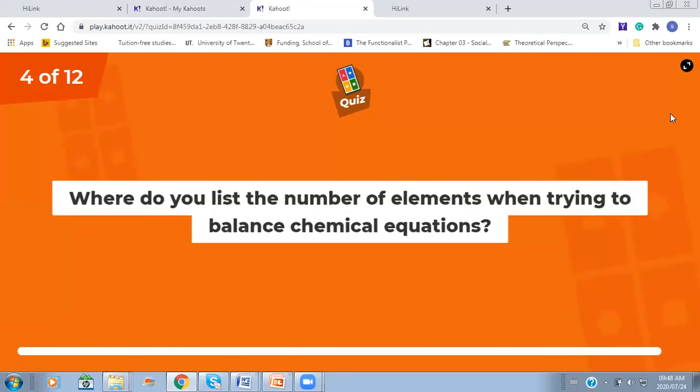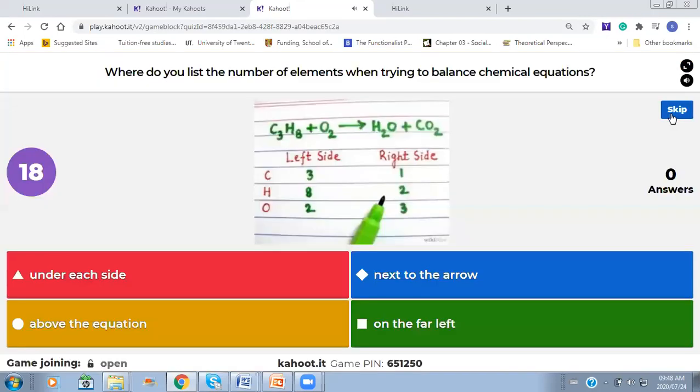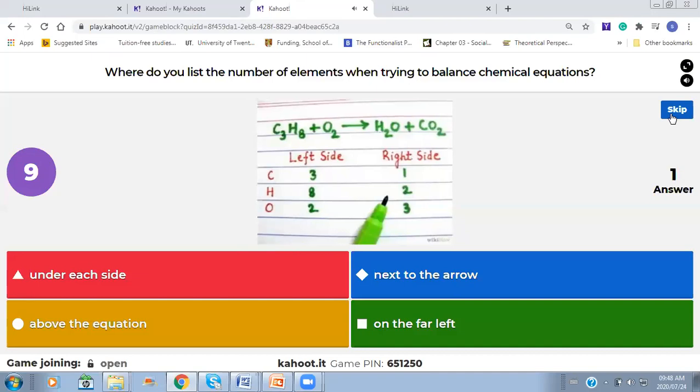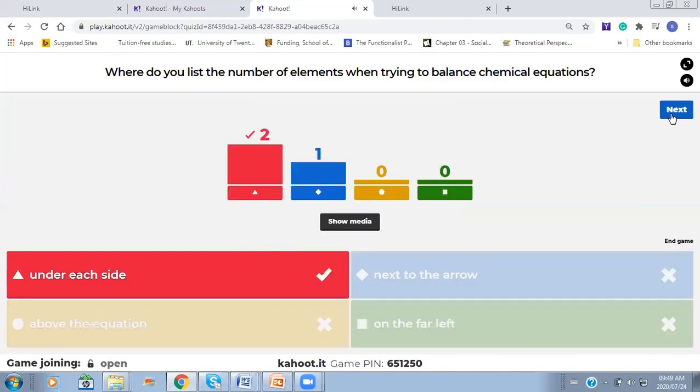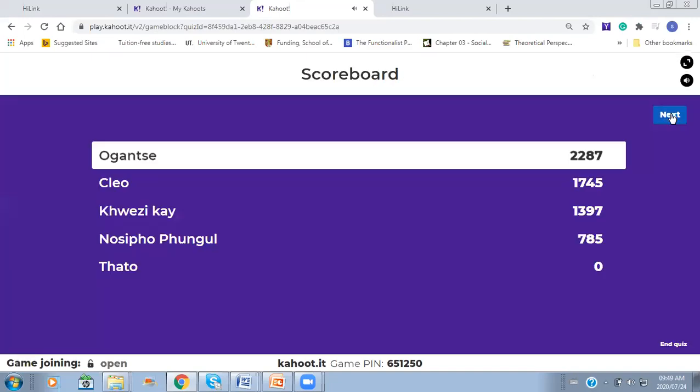Where do you list the number of elements when trying to balance chemical equations? Yeah, two people got this one right, under each side. Okay, let's go on. Cleo has taken over.